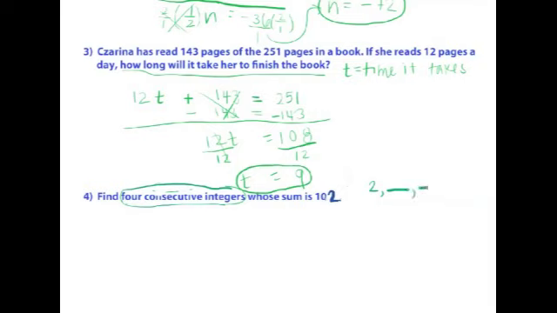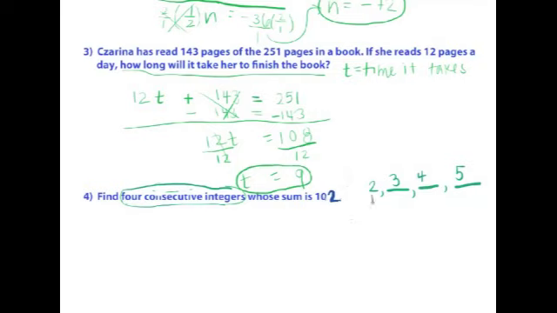Consecutive, you remember, just means right after each other, right? So if consecutive means right after each other, what would be the number that's consecutive to 2? Or the number that's right after 2? It's 3, right? And the number that's consecutive to 3 would be 4. And the number consecutive to 4 would be 5, right?